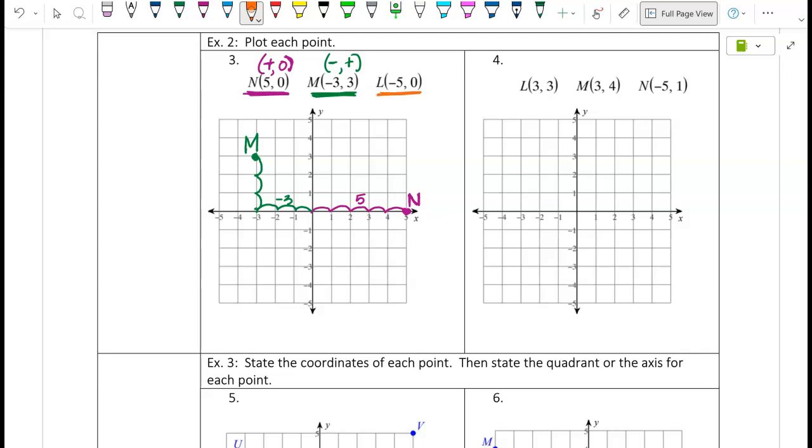And then I have L at negative 5, 0. So L is going to be negative, 0, which means, again, my point is going to be on the x-axis because I only go to the left. I do not go up or down. So 1, 2, 3, 4, 5. And there would be point L, negative 5, 0. So we have to remember each ordered pair, we start back at the origin. Origin means beginning. It's where we start.